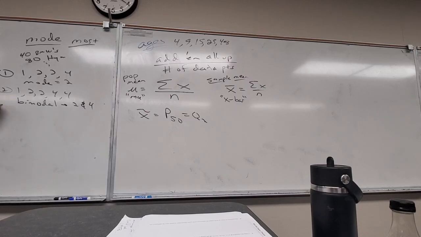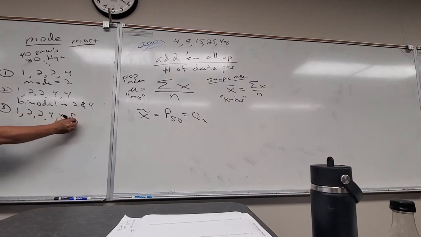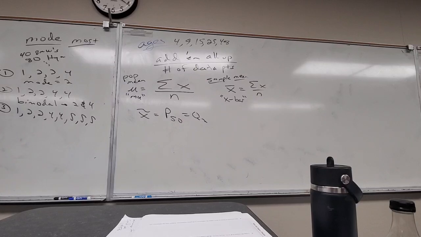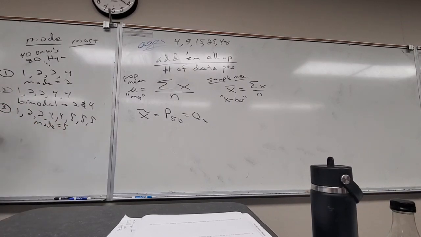What about this data? What's the mode? 5. There's a clear winner. So it isn't just all the ones that have more than one, it's who wins. 5 won. So the mode is 5. Okay, that's pretty nice, right?